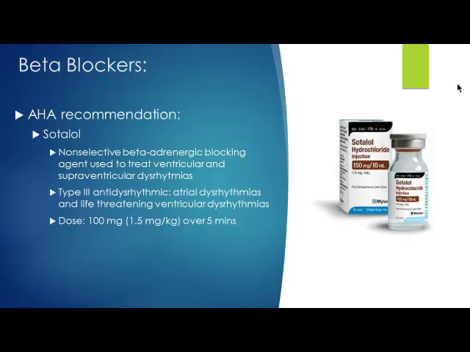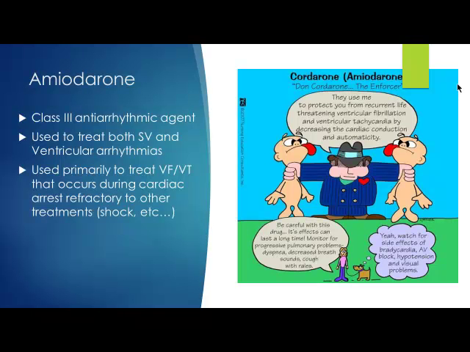Sotalol, a non-selective beta-adrenergic blocking agent used to treat ventricular and supraventricular dysrhythmias. In other words, it doesn't select which adrenergic site it's going to work on. It has beta-1, beta-2 blocking effects, so it can block the effects of either one of those. Dose is 100 milligrams or 1.5 mg per kg. It's also a class 3 antidysrhythmic, and that's probably why they like to use Sotalol, because it has antidysrhythmic properties as well. What about amiodarone?